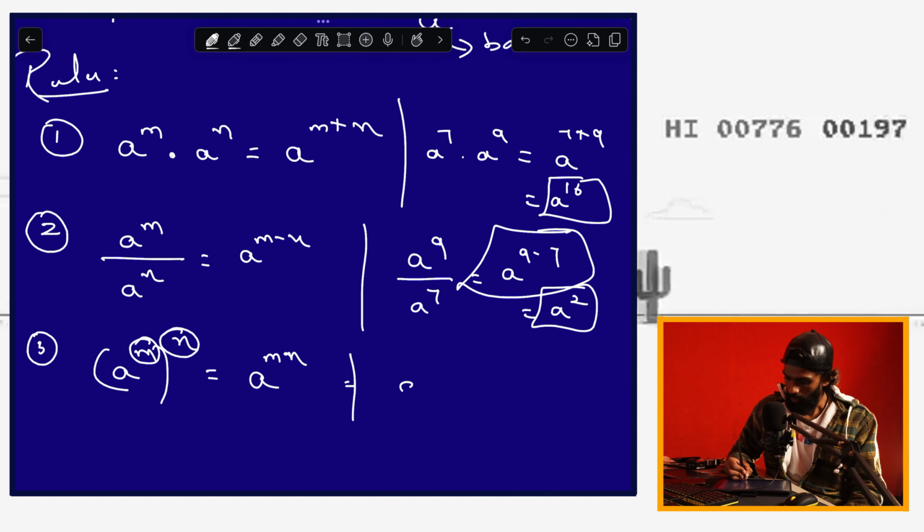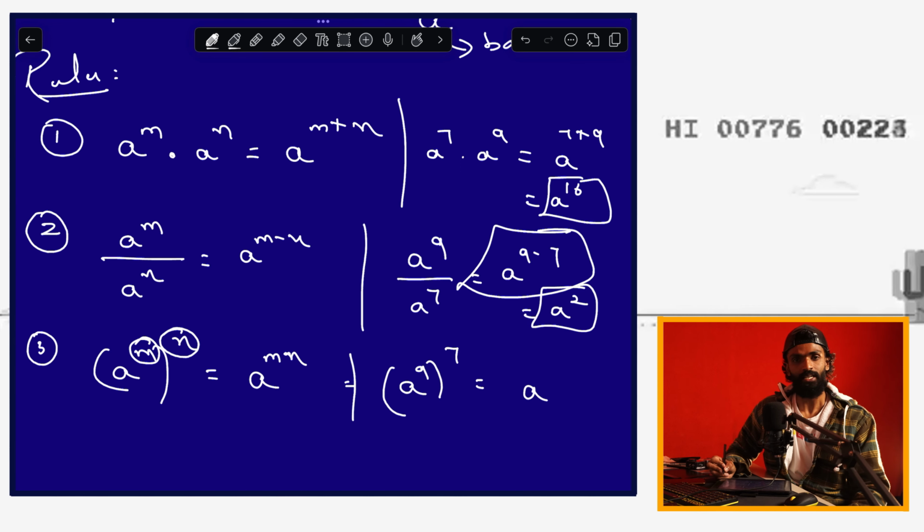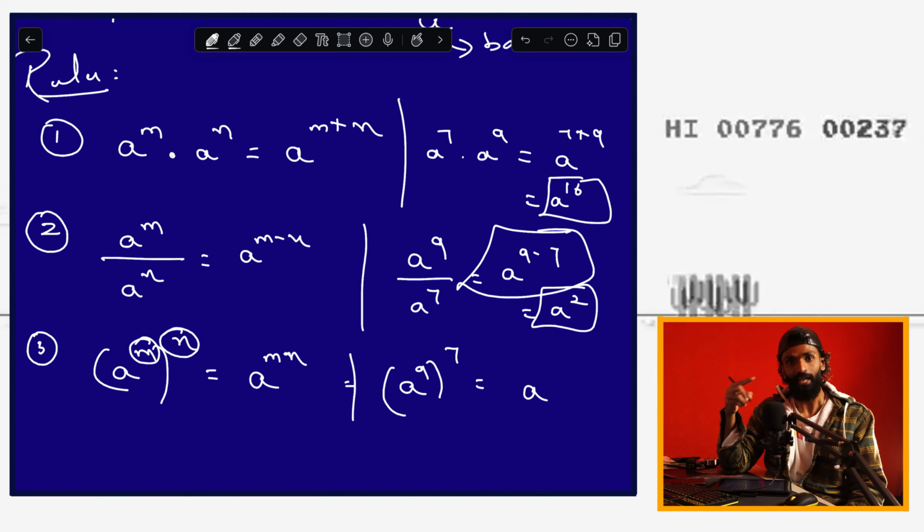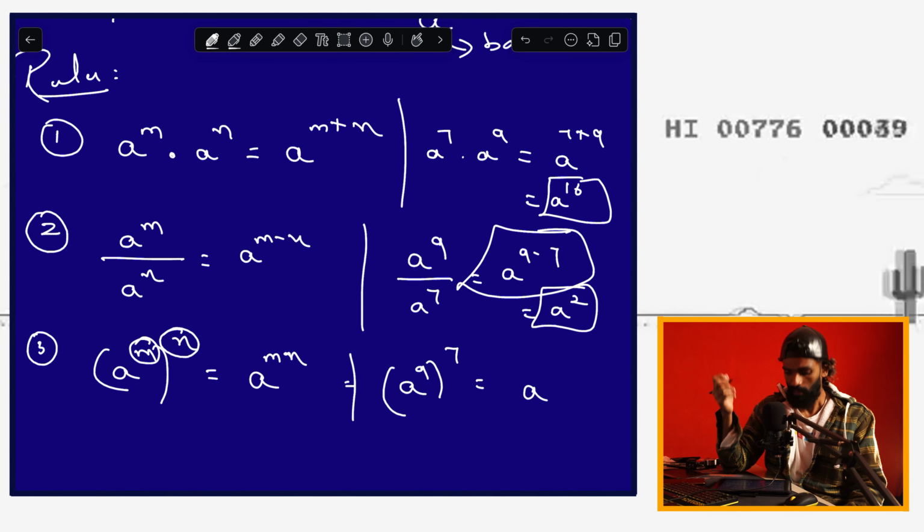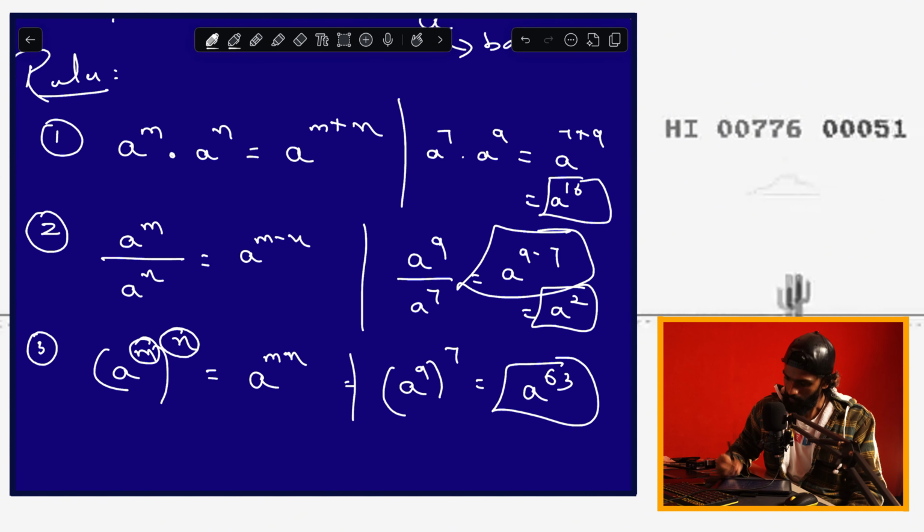Again, I'll take the same example. a to the power 9, whole to the power 7. Only one base, so I'll copy the base as it is. Power raised to another power: 9 is raised to 7 here. So we multiply the powers. It becomes 9 times 7, which is nothing but 63.